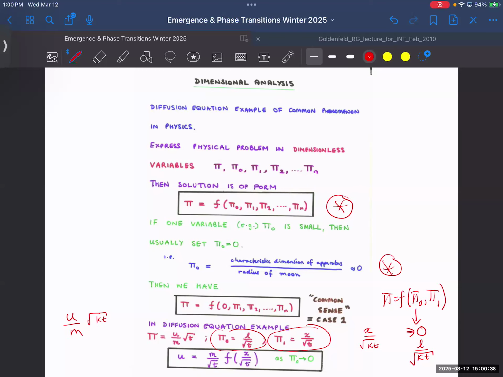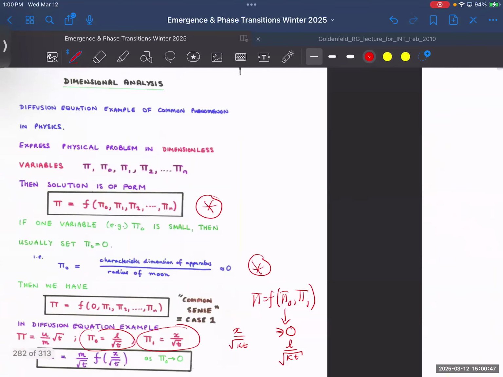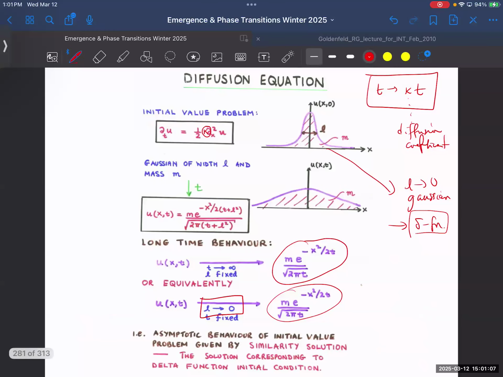And then if I want to know what that function f is, all I do is take this form, substitute it into the original partial differential equation, and then I get an ordinary differential equation for f. So if I substitute this into the diffusion equation, that gives me an ODE for f, and that ODE is easily solved. The solution is e to the minus x squared. So that's how you can get the solution that we talked about over here.